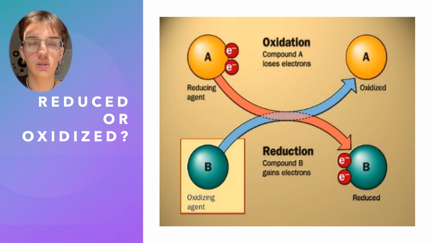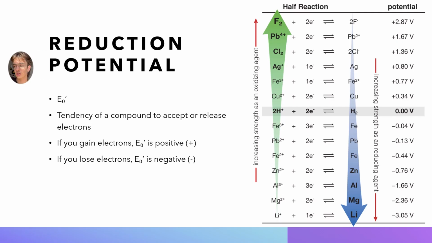You are being reduced by being reduced in charge. So that's a good way to remember what's occurring in these reactions. The way to measure the potential of a molecule to be reduced is through the reduction potential. This is E0 prime, going to show which molecules are most likely to be reduced or be oxidized.